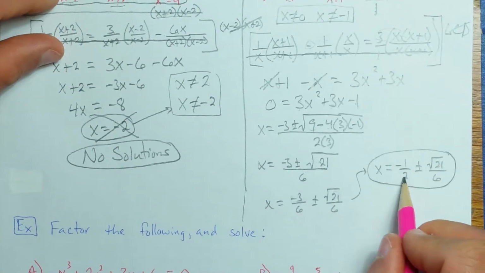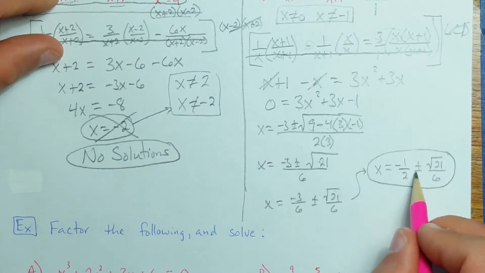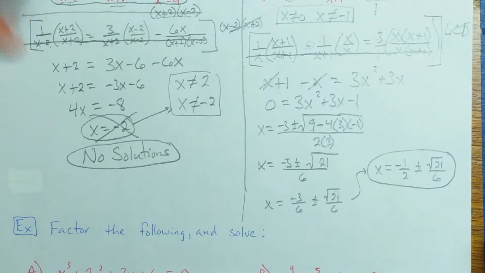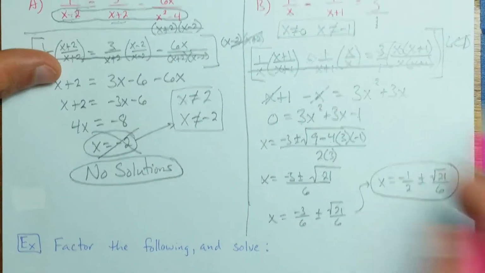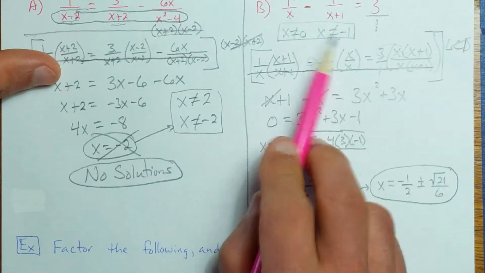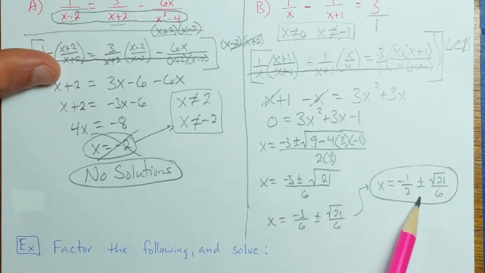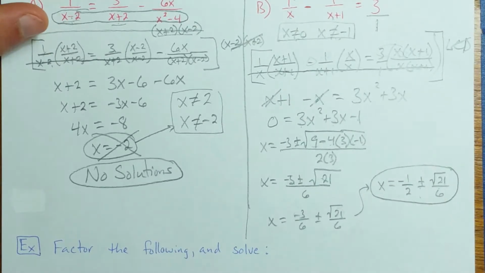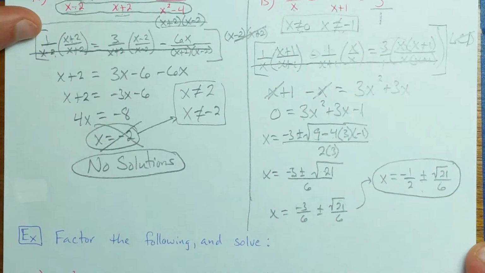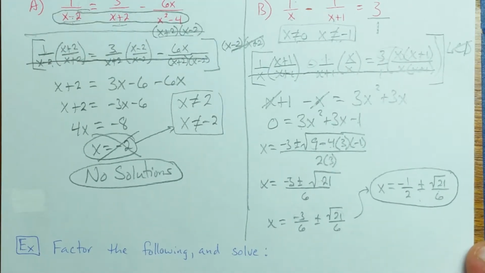Remember, two answers. You have negative 1/2 plus this number and negative 1/2 minus this number. Now you might say I need to know what numbers they are so I can check them, but all they have to do is not be 0 or negative 1. And those are definitely not 0 and negative 1, so they will work, assuming that I didn't make any errors. Alright, so that's solving when you have a denominator. Get a common denominator, cancel it out.